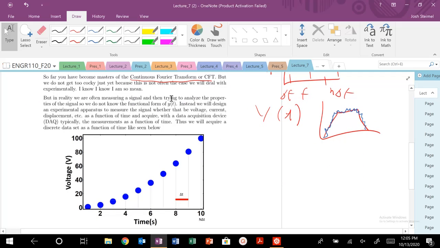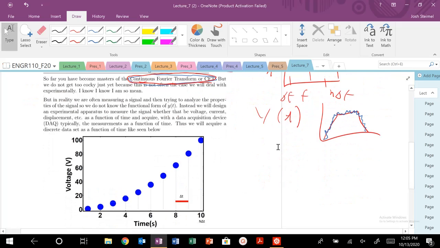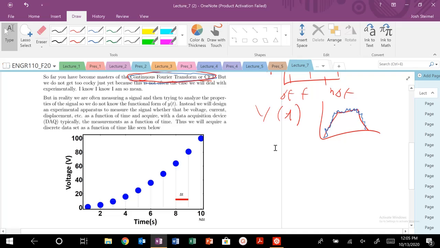But as we discussed in the in-person lectures, continuous Fourier transform is actually not usually the common case, because typically we're not going to know what our original signal is. We're trying to measure new signals. So we're often going to measure a new signal and analyze its properties because we don't know the functional form of y of t.